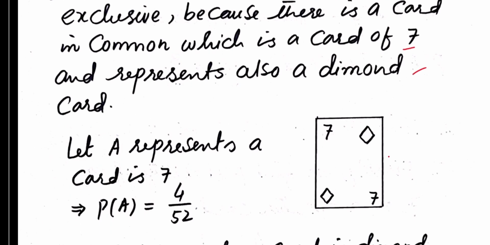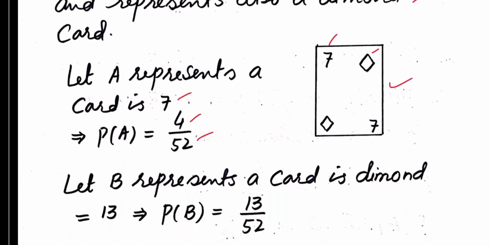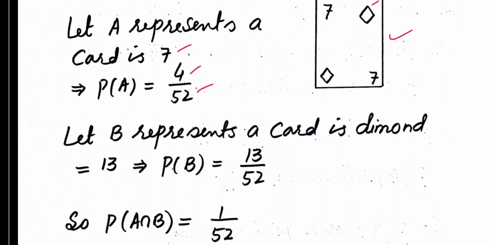And this is your card that represents a card of 7, and it's also a card of diamond. Let A represent that this is a card of 7. So its probability is 4 over 52, because there are 4 cards of 7 out of 52. Let B represent a card of diamond. So the probability of B is 13 over 52. In their intersection there is only one card, so the probability is 1 over 52 here.